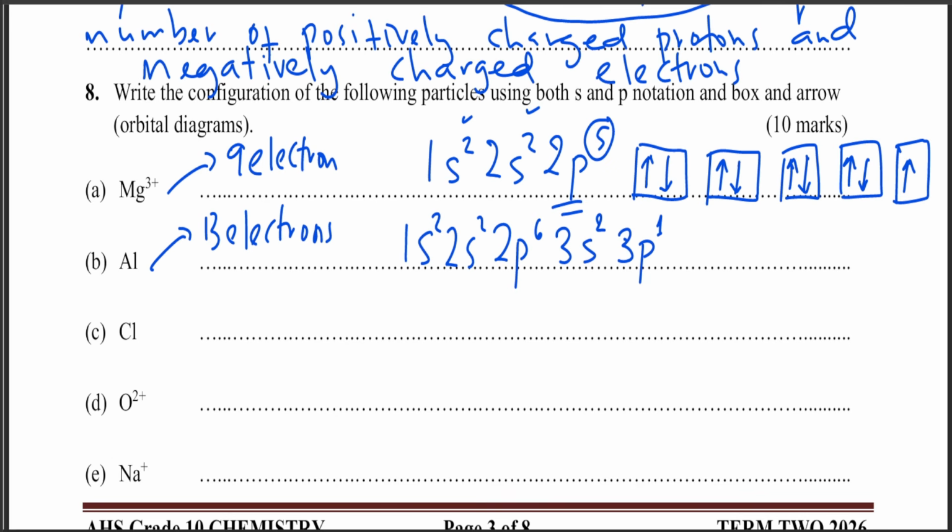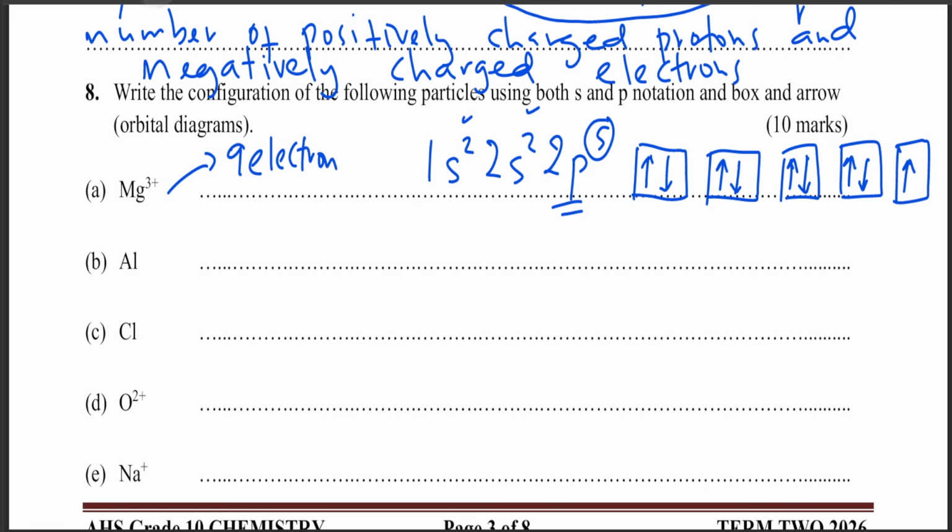Now let's draw the orbital diagram. It will be large, so let's create some space here. Just know that it has 13 electrons, so 13 electrons here.